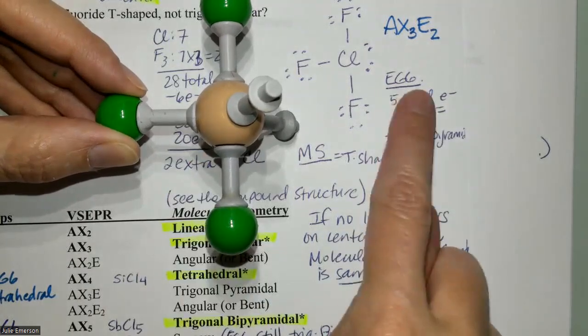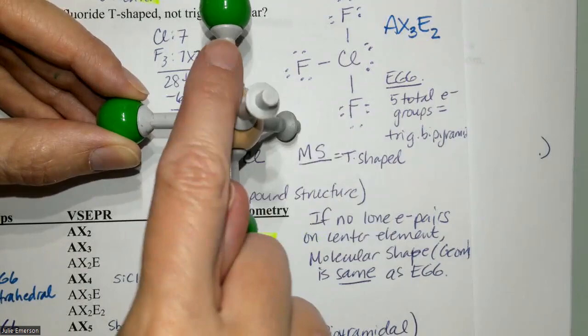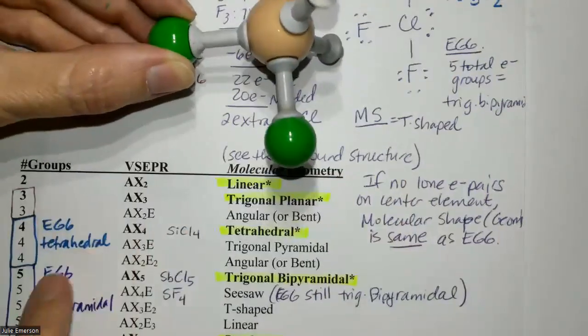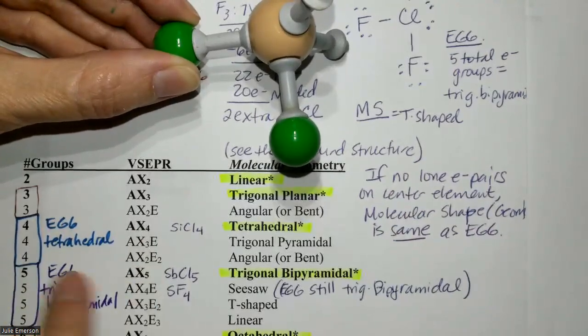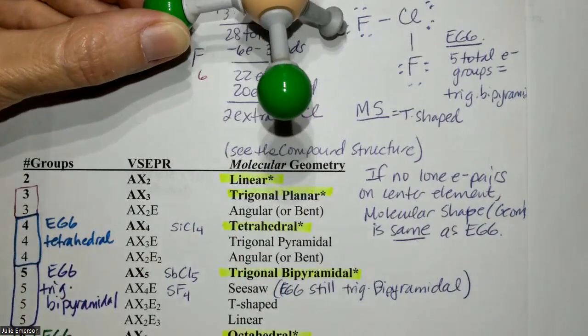So the electron groups, right? Total groups around the center, 1, 2, 3, 4, 5. So the electron group geometry is always the max, right? The 5 with no E, that's the trigonal bipyramidal. I want you to know the 5 main groups.